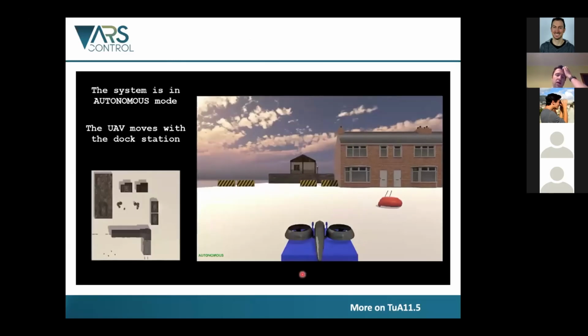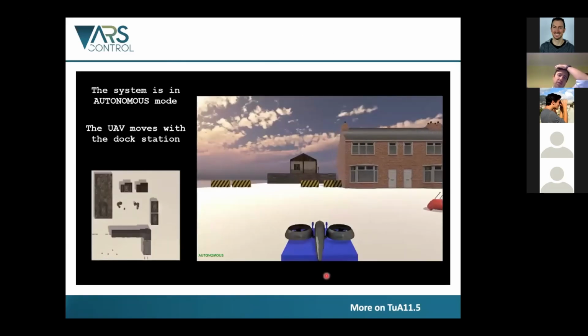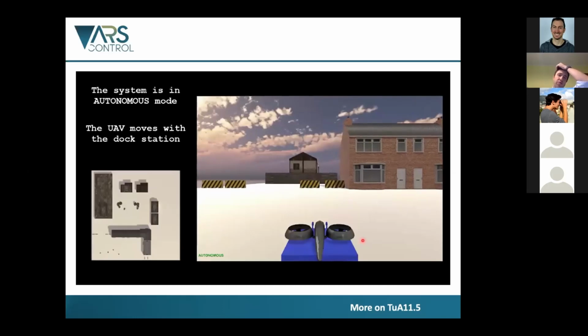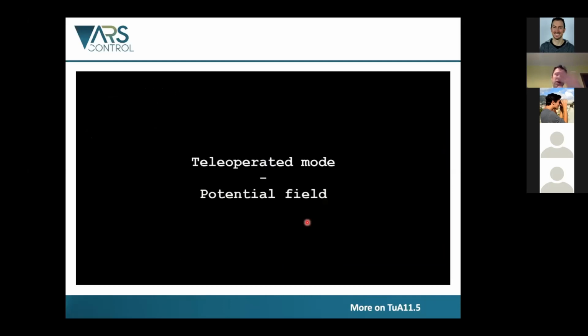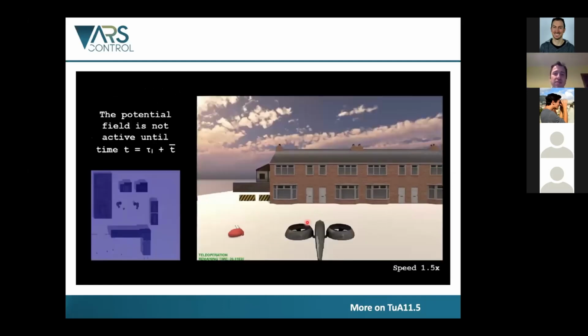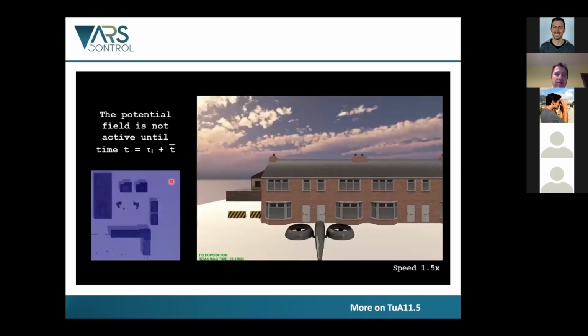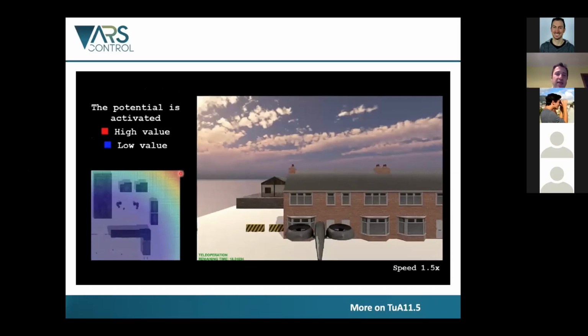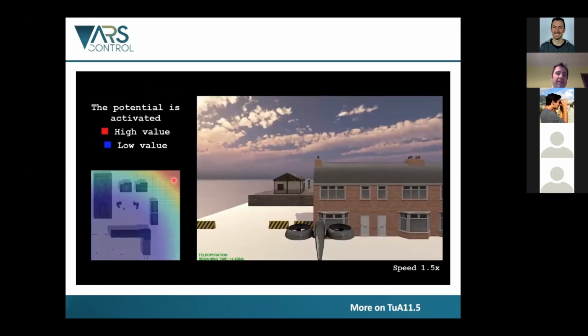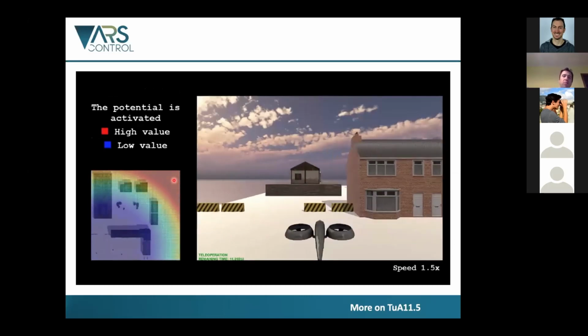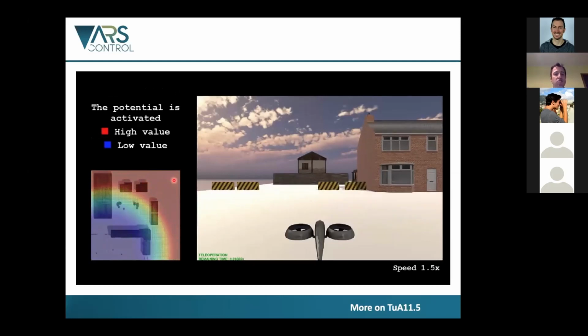This is a simulation of the environment that has to be explored. You have the quadrotor that is constrained to stay close to its mobile robot, the docking station. After a while, the robot is unconstrained, and a potential is activated. The potential is time varying in the sense that it attracts the quadrotor more and more back to the docking station.